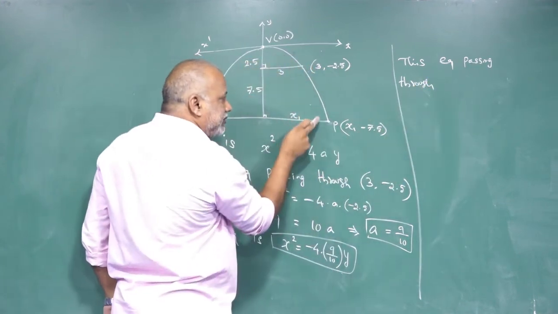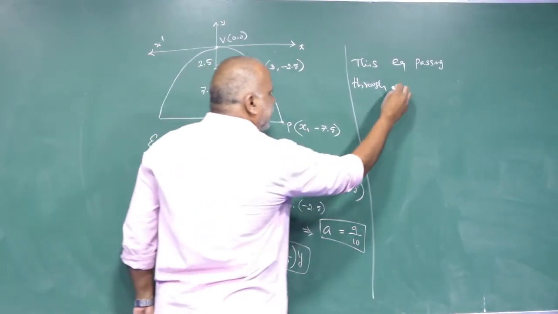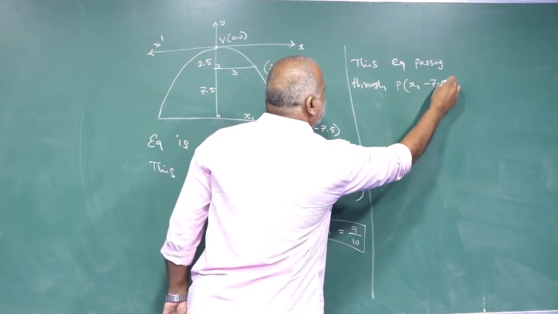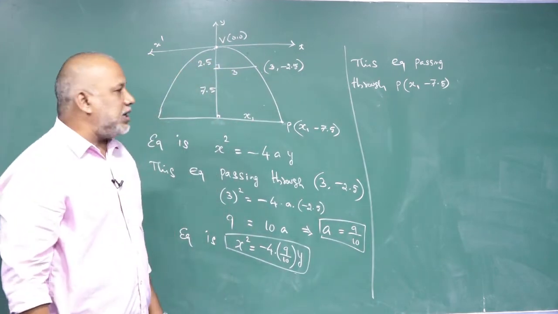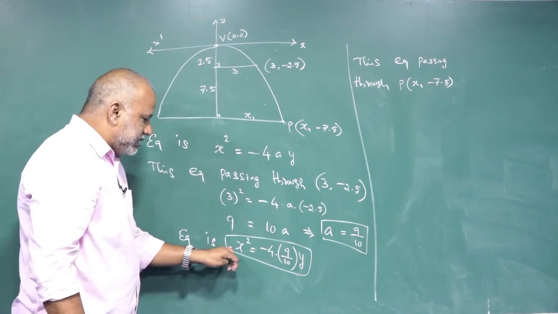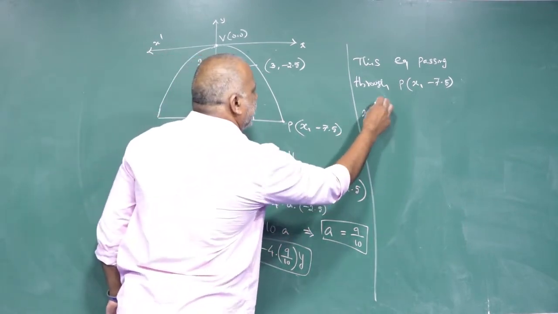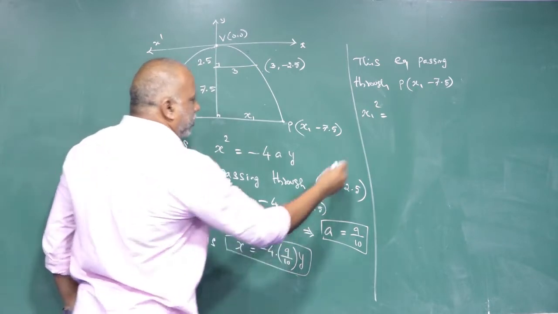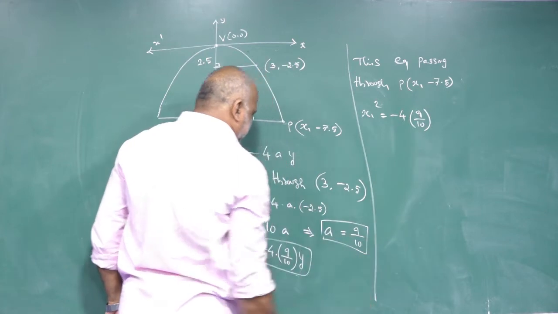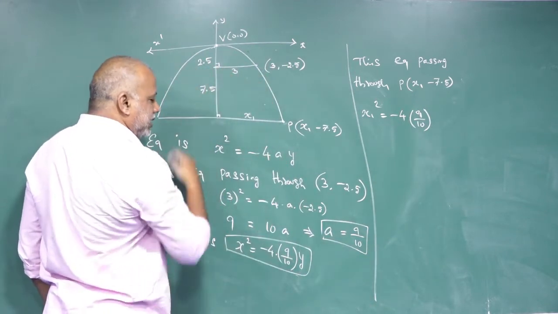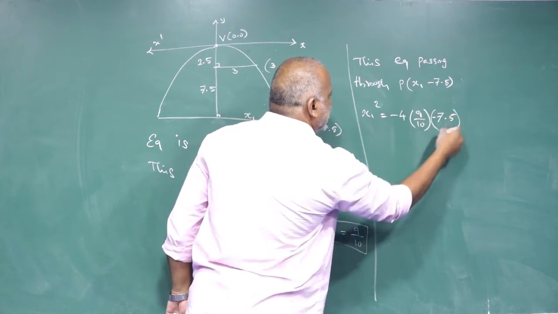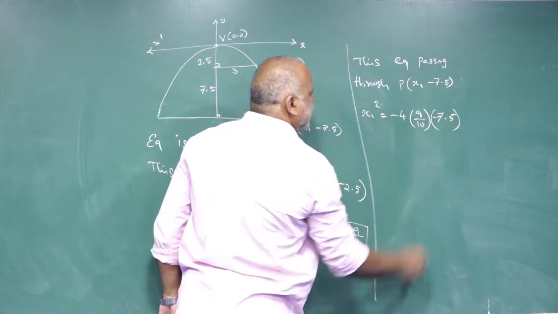See, this is the equation of the path, again passing through P(x1, -7.5). So if you want to find the value, again substitute here. x1 squared is equal to 4 times 9 by 10, times the value of y. What is the value of y here? 7.5 with the negative symbol.